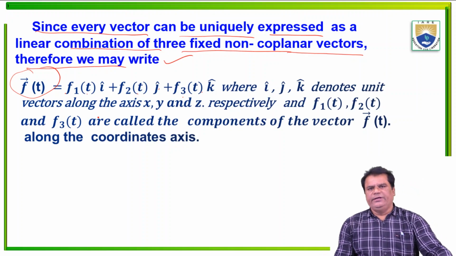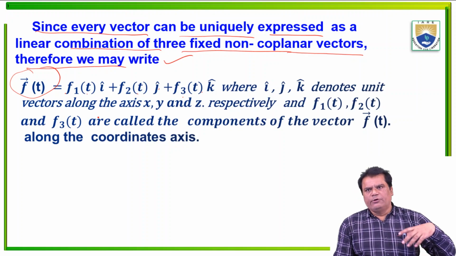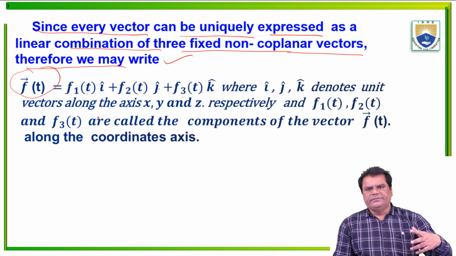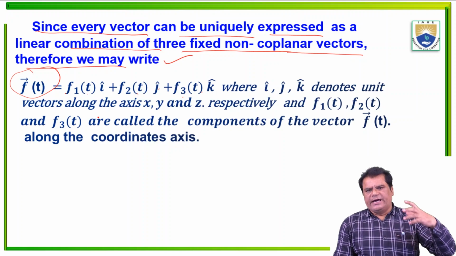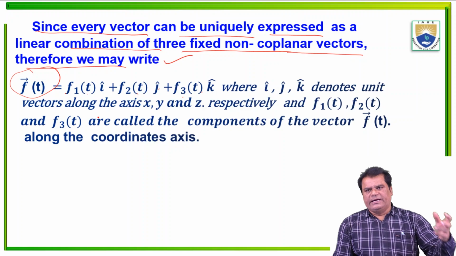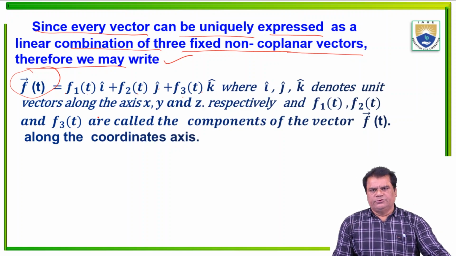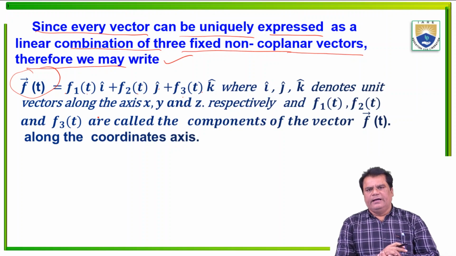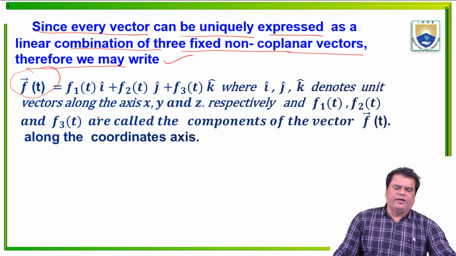i, j, k are three unit vectors which are non-coplanar. Non-coplanar means these vectors are not in the same line. Those vectors whose direction is the same are known as coplanar vectors. If the direction is different, they are known as non-coplanar vectors. So i, j, k are three vectors which are mutually perpendicular to each other and intersect at one point.